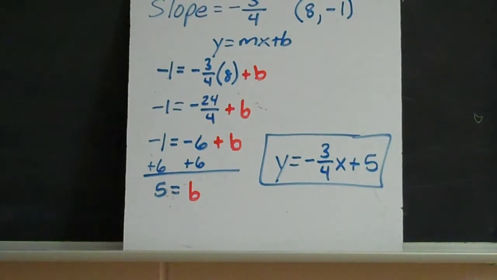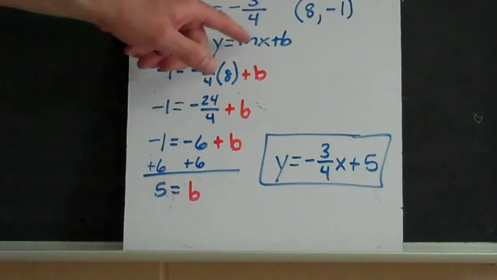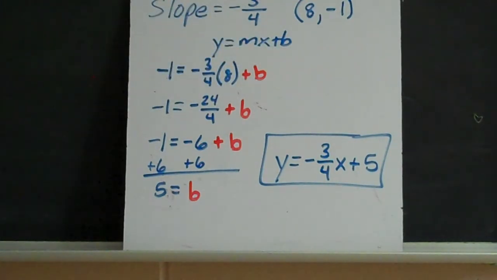So to wrap this lesson up, y equals mx plus b, equation of a line. M is the slope, b is the y-intercept. To find the equation of a line, if you're given the slope and another point, plug the slope in for m, plug the point in for x and y, solve for b. Once you have your answer, plug your slope and your b value, your y-intercept, back into the general equation, and you have your answer.